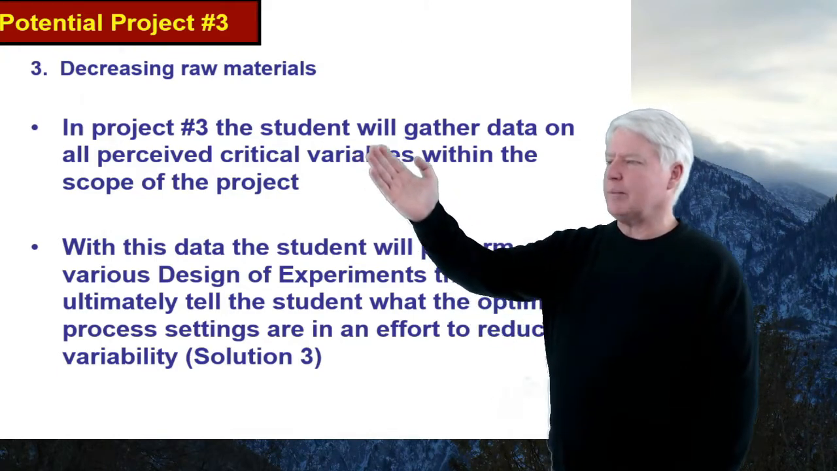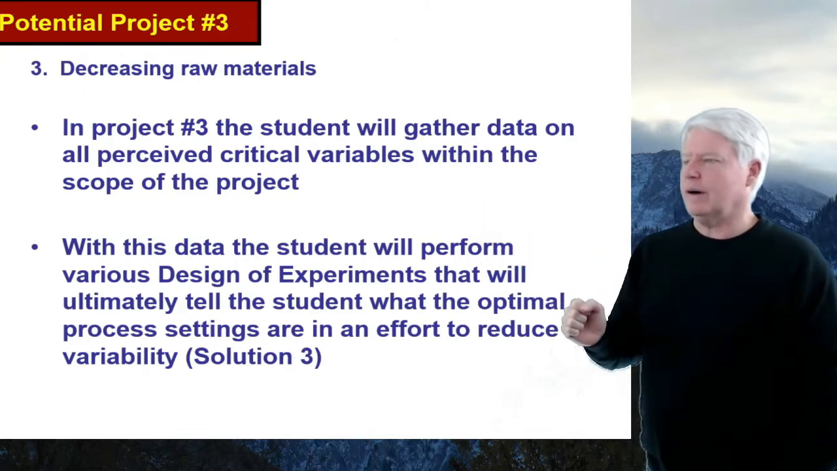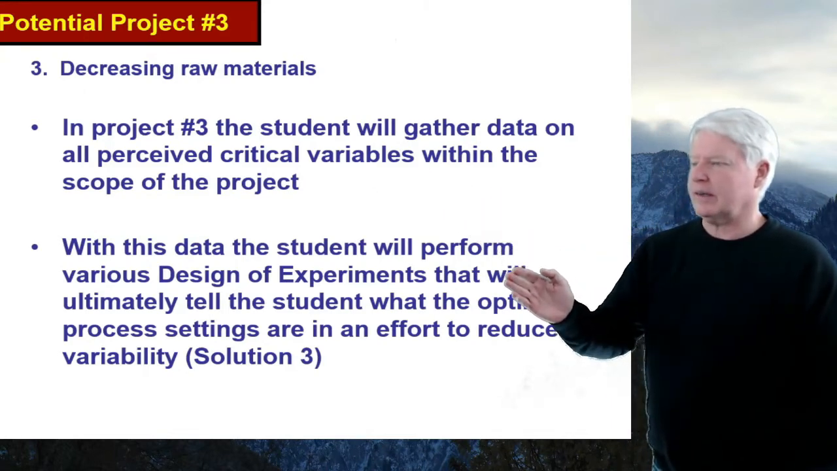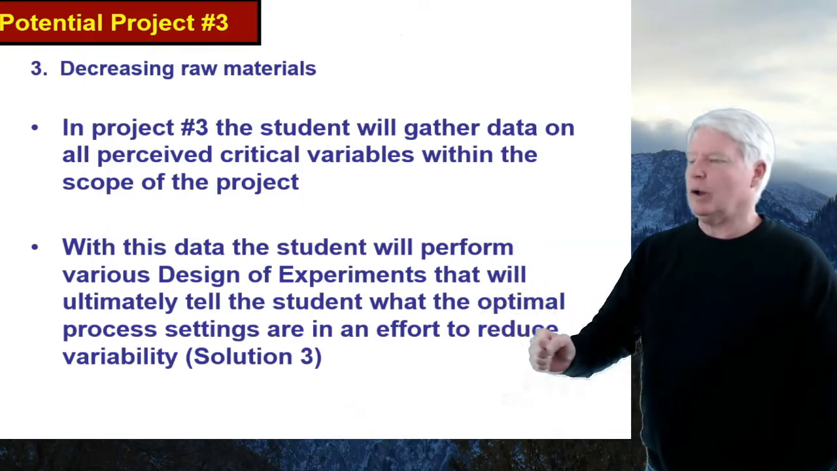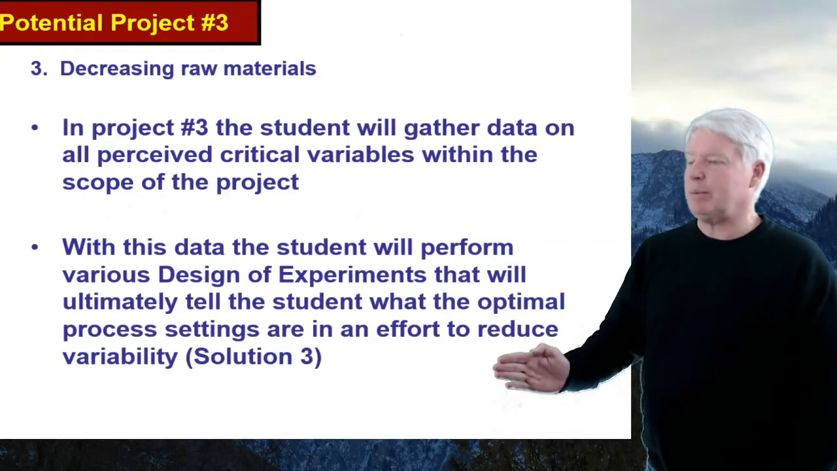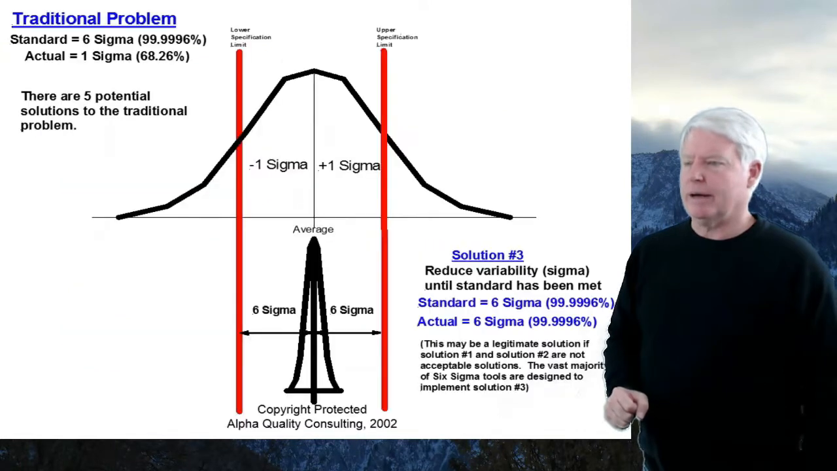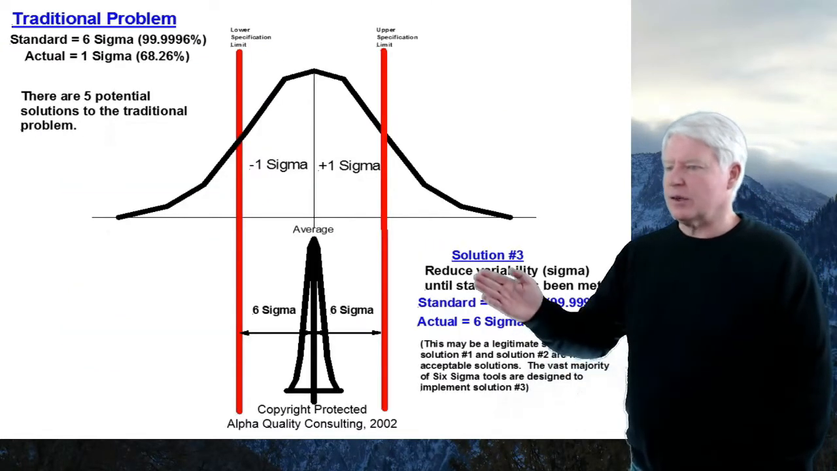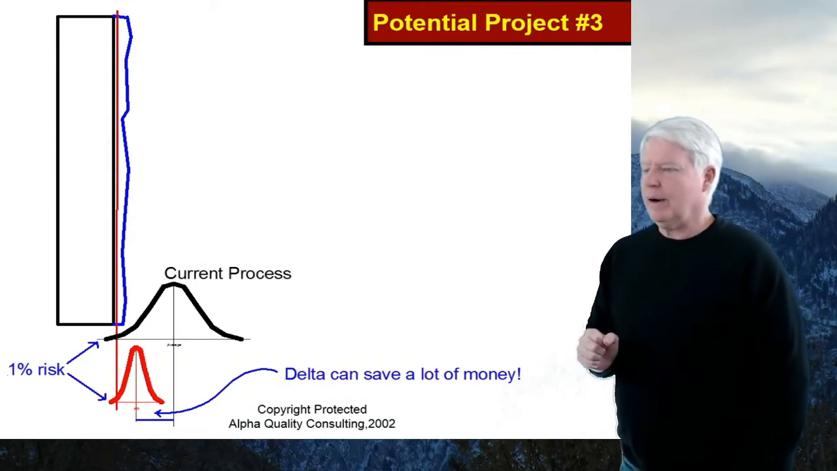Decreasing raw materials. In project 3, the student will gather data on all perceived critical variables within the scope of the project. That sounds familiar. With this data, the student will perform various design of experiments that will ultimately tell the student what the optimal process settings are in an effort to reduce variability. So this is a solution 3. We're reducing variability.